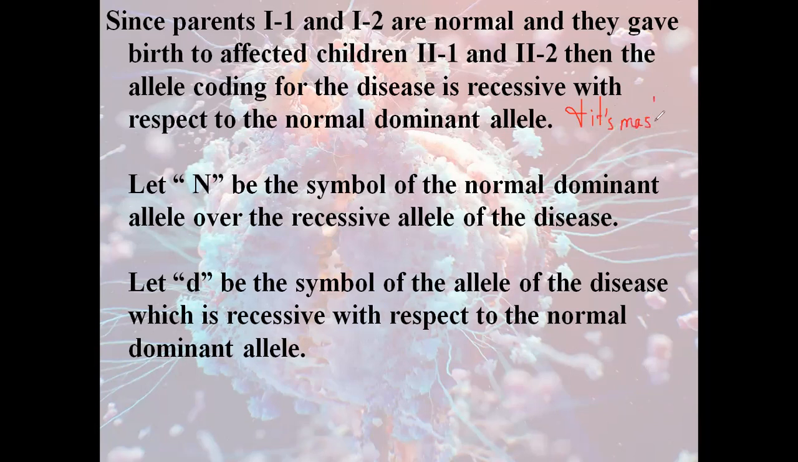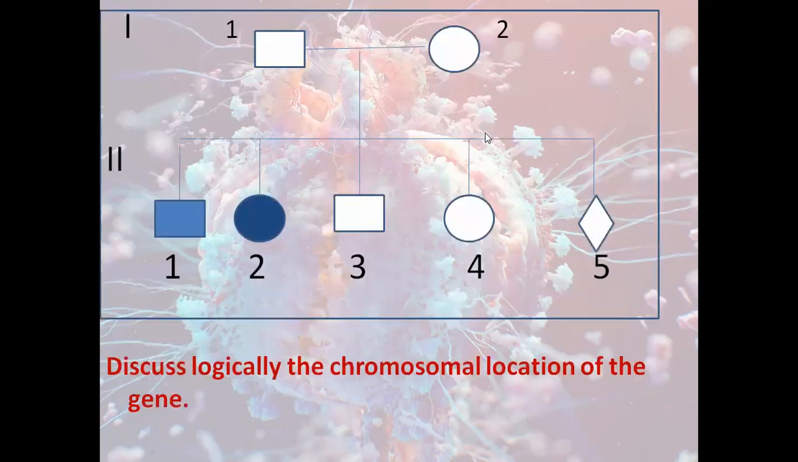Here I determine the dominant and the recessive. This is the first step. Second, I will give the symbols. Let N capital be the symbol of the normal dominant allele of the recessive allele of the disease, and let d small be the symbol of the allele of the disease, which is recessive with respect to the normal dominant allele. Let's start here to determine the gene localization.